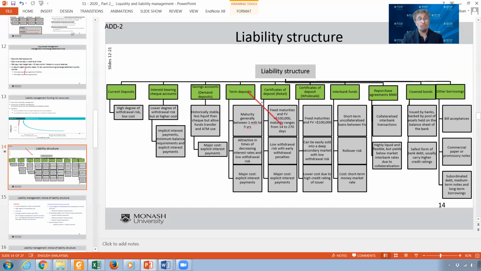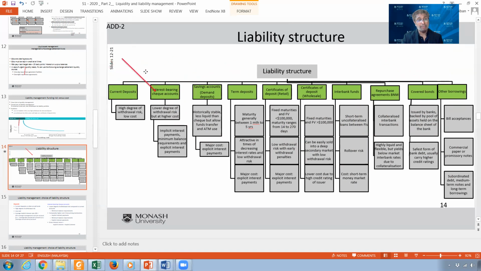When you build your liability portfolio, how you structure it depends on what you desire, on the cost-return trade-off. And of course, you can build simulations and reach the optimum composition structure of all those types of liabilities. But this is just to give you the structure of liabilities, and please understand them.